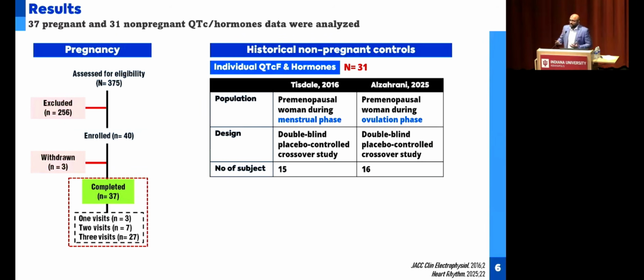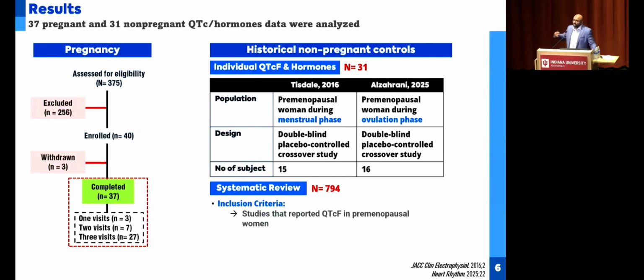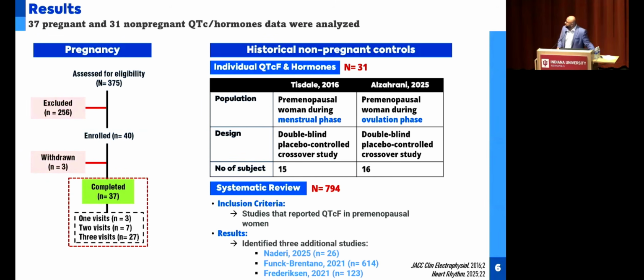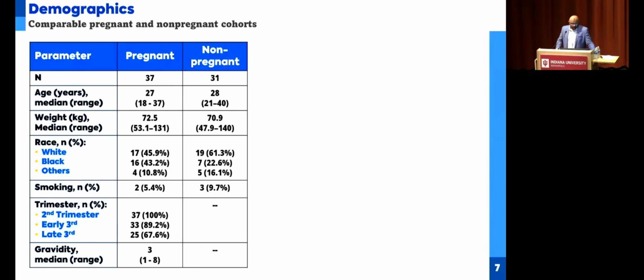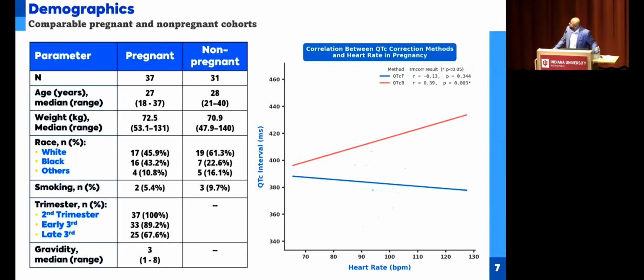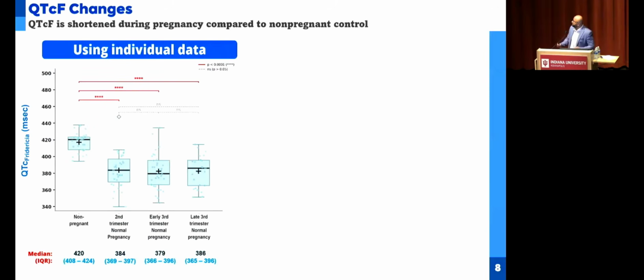Because we know the QT has a lot of variability, we also wanted to capture some of the variability in QTc. So we did a systematic review to capture all the published studies that reported QTc by Fridericia in premenopausal women, which identified 3 additional studies. In this table, you can see the demographics of our pregnant cohort and non-pregnant cohort, and they were very comparable, except that our pregnant cohort had a higher proportion of Black participants. And as expected, the QTc correction by Bazett was overcorrecting for heart rate, which was not the case for Fridericia. So we're going to move forward with Fridericia.